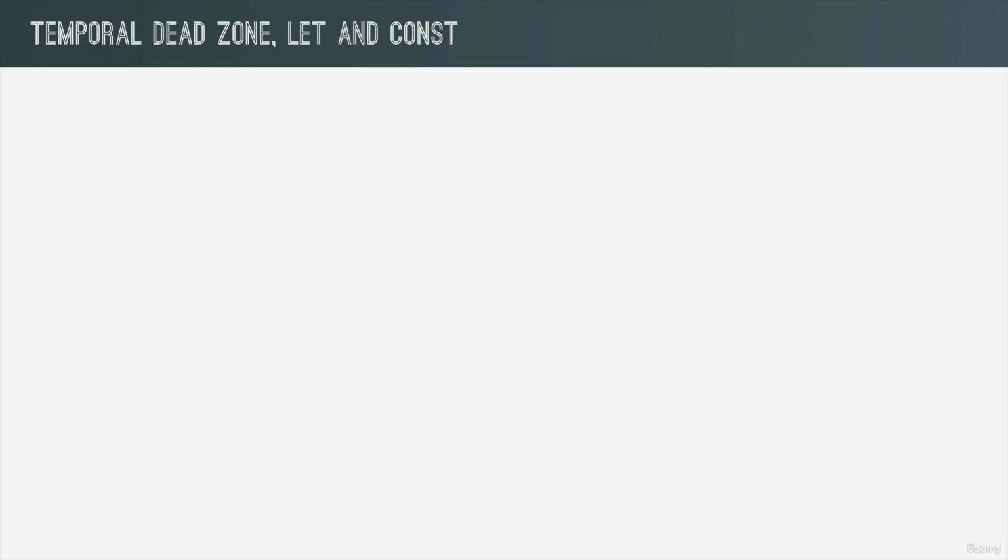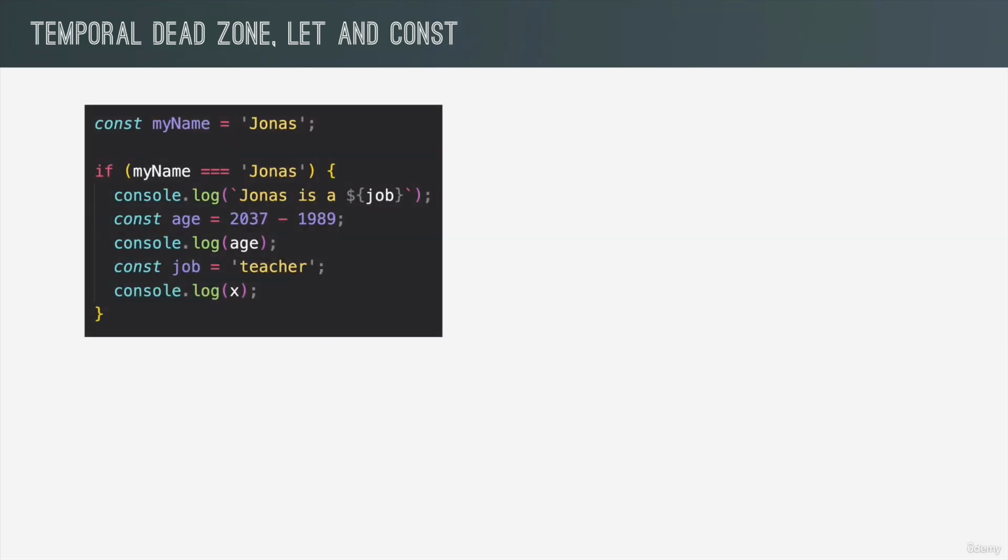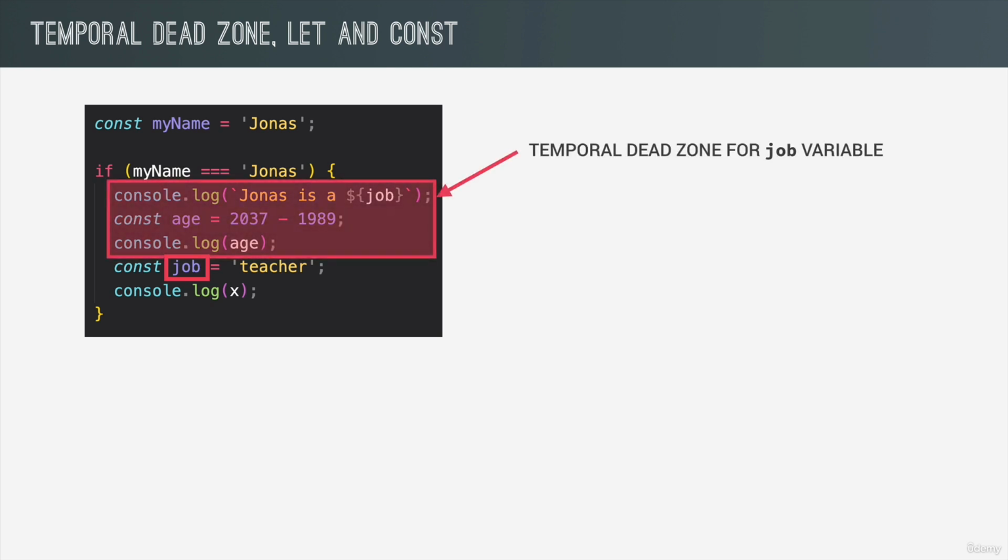Okay, but now before finishing, let's take a more detailed look at this mysterious temporal dead zone. So in this example code, we're gonna look at the job variable. It is a const, so it's scoped only to this if block, and it's gonna be accessible starting from the line where it's defined. Why? Well, because there is this temporal dead zone for the job variable. It's basically the region of the scope in which the variable is defined, but can't be used in any way. So it is as if the variable didn't even exist.